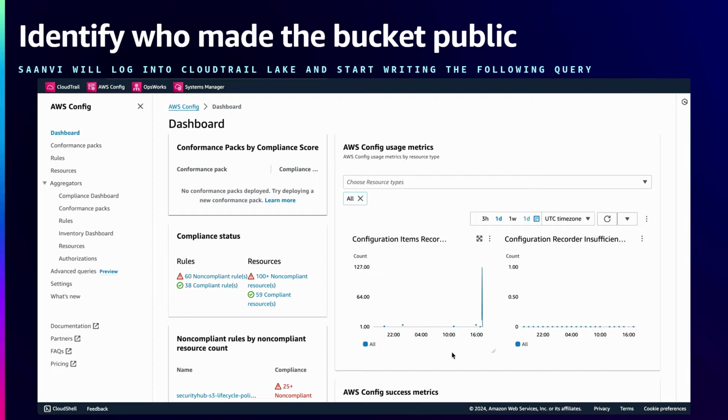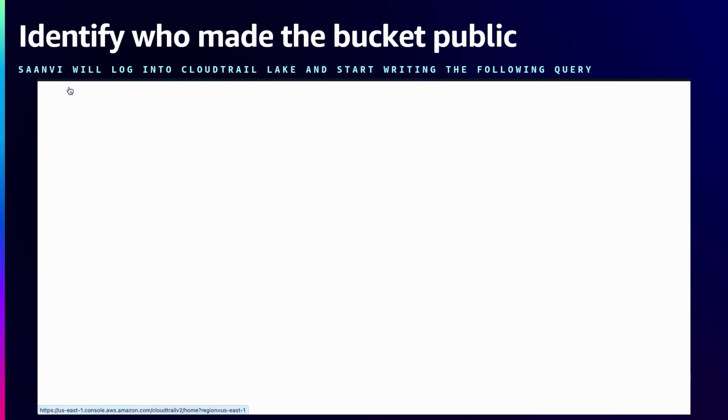Here she is on Config. She has just found out the S3 bucket was public. She does go in and make sure that it is not public anymore. She remediates that. But now, as I said, she wears her detective hat, and she wants to see what's next, who did that. So from here, she will go to CloudTrail Lake.